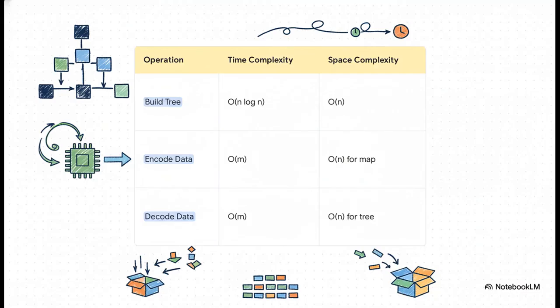In terms of performance, it's fantastic. Now, building the tree is the heaviest lift, but even that is really fast. It's what computer scientists call O of n log n time. But here's the key. You only have to build that tree once for a given file. After that's done, the actual encoding and decoding of your data is lightning fast. It's a really efficient trade-off.